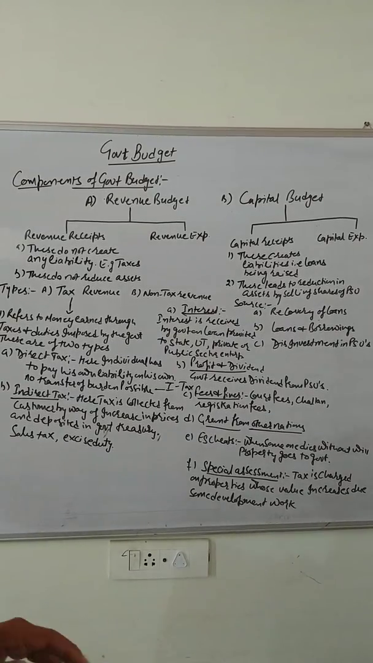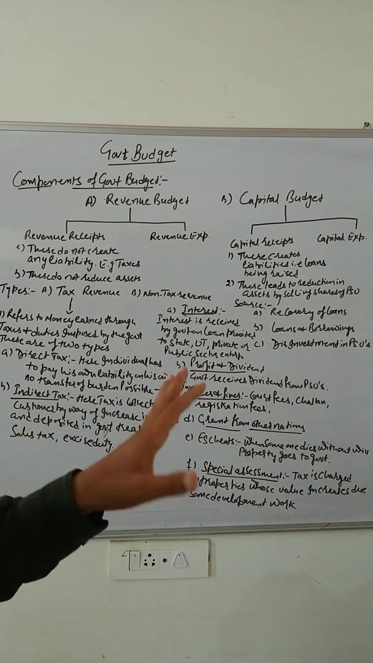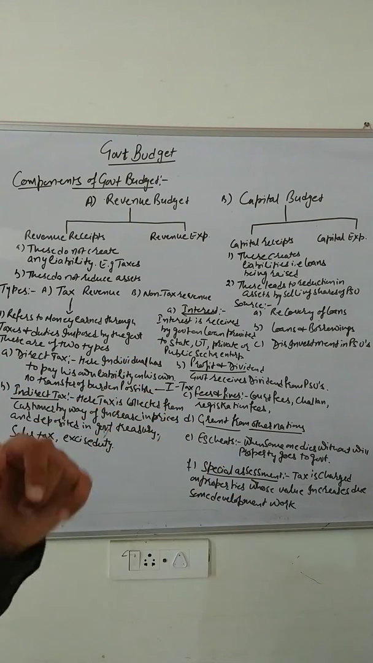Now we are going to understand the various components of government budget. There are two components basically. One is revenue budget and another is the capital budget. Now revenue budget consists of two different aspects. One is revenue receipts and another is revenue expenditure. On the other hand, capital budget consists of two aspects. One is capital receipts and another is capital expenditure. In this, we are going to study what are revenue receipts and capital receipts. Later on, we will study revenue expenditure and capital expenditure.